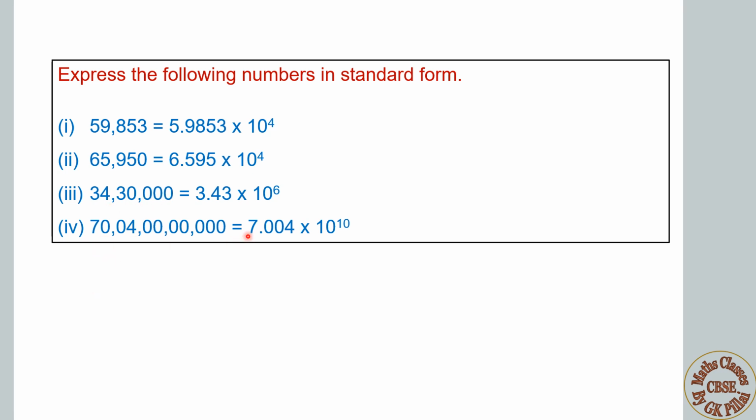This one, 7.004 into 10 to the power of 10. From here up to this you will find 10 digits. After writing it as 7.004, we are writing this as an exponential form.